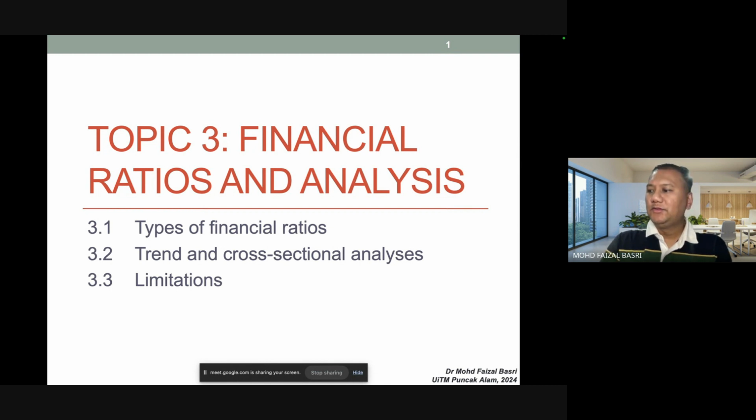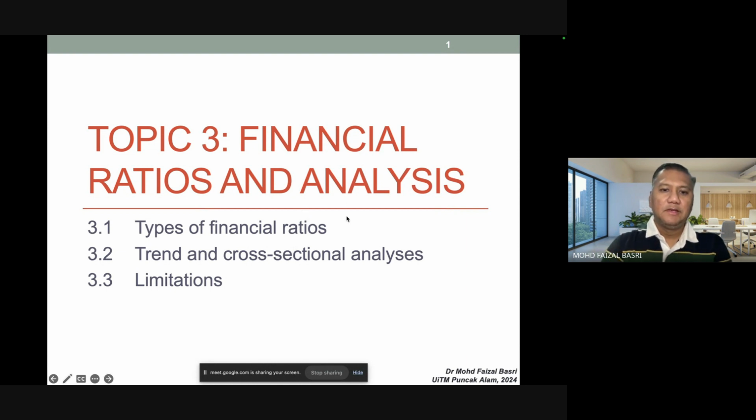Okay, so for today, we're still going to use the balance sheet and income statement as our reference. The balance sheet and income statement will be our raw material, or raw data, for our analysis. And today we are going to go through the financial ratios.